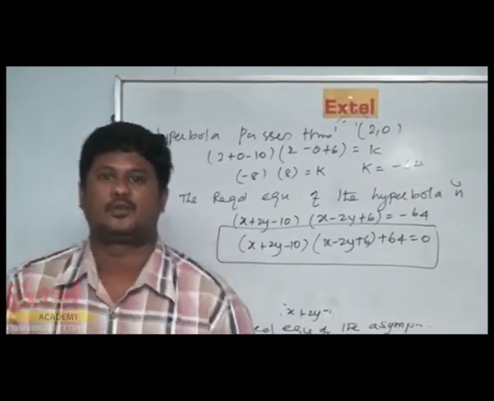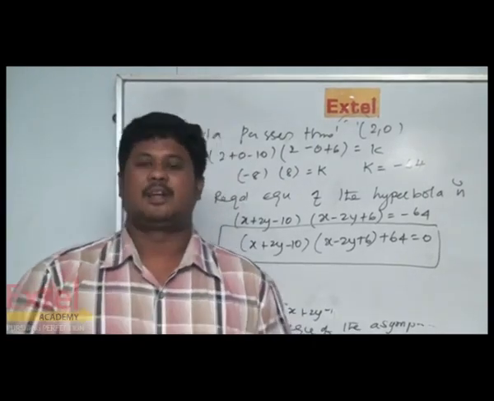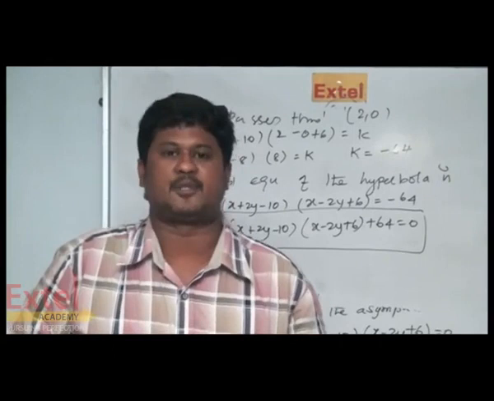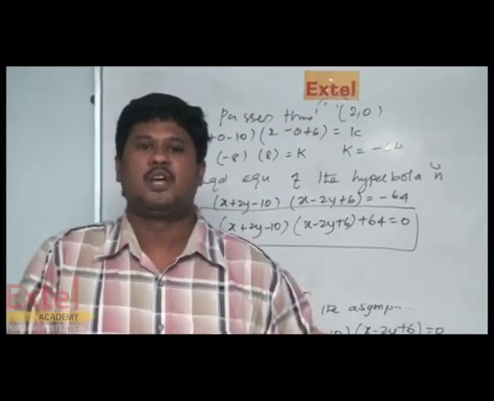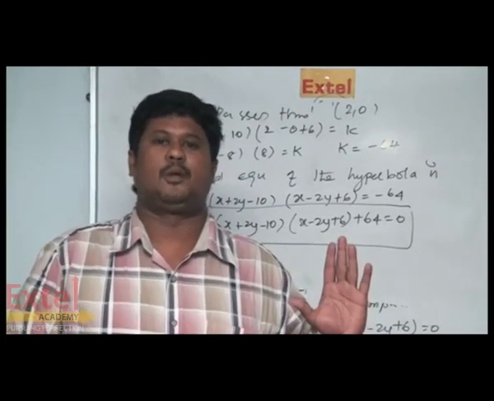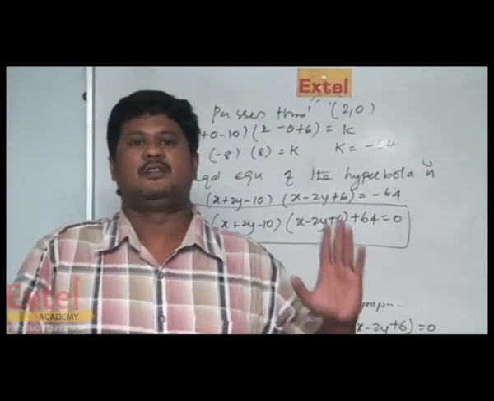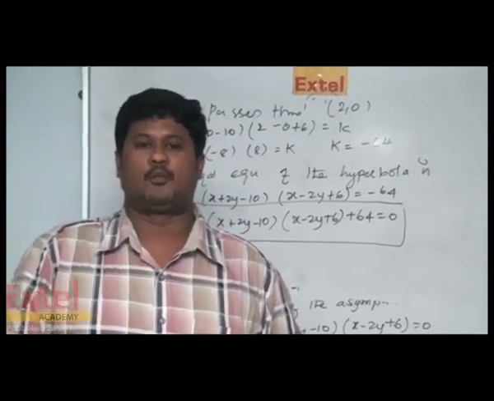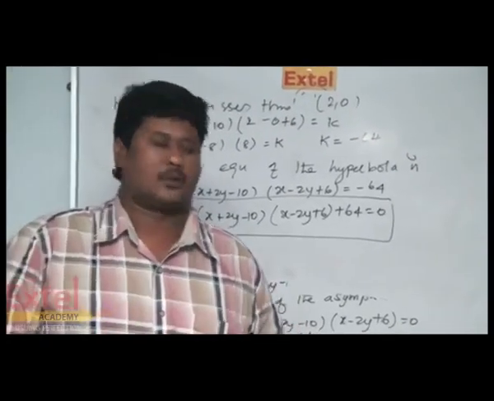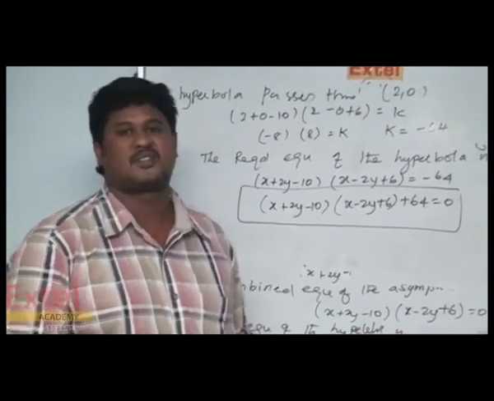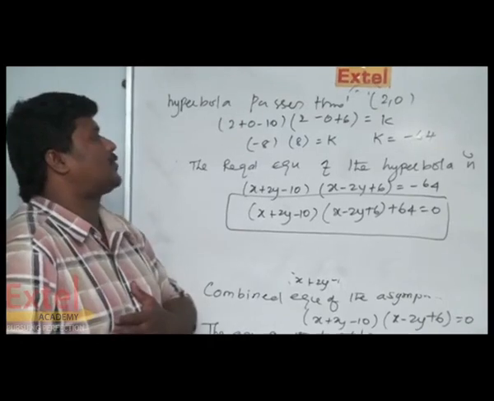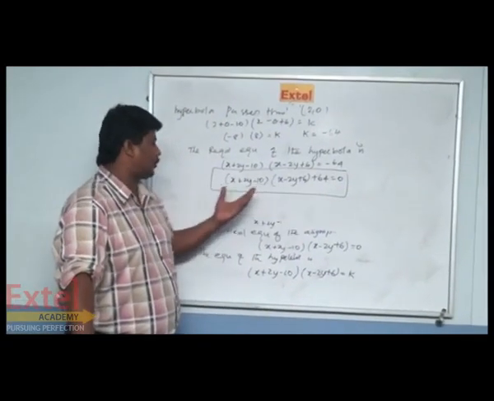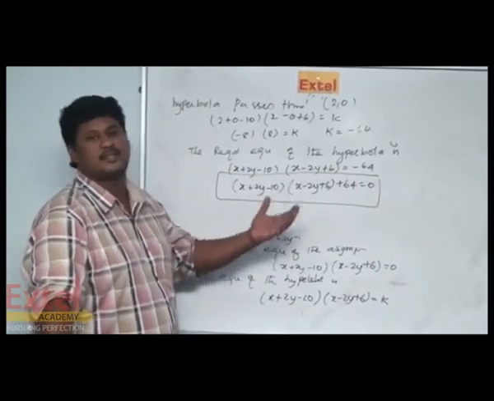Listen here: it is given that the two lines are parallel to the asymptotes, so we convert them into the asymptotes. As I told you, if ax plus by plus c equal to 0, then the parallel line is ax plus by plus k equal to 0. Similarly, we get the values of L and m using the center of the hyperbola, (2, 4). Substituting, we get the required equations of the asymptotes. To find the equation of the hyperbola, since they differ only by a constant, we add a constant k: (x plus 2y minus 10)(x minus 2y plus 6) equal to k. Since the hyperbola passes through (2, 0), we get k equals minus 64. Substituting, the required equation of the hyperbola is (x plus 2y minus 10)(x minus 2y plus 6) plus 64 equal to 0.